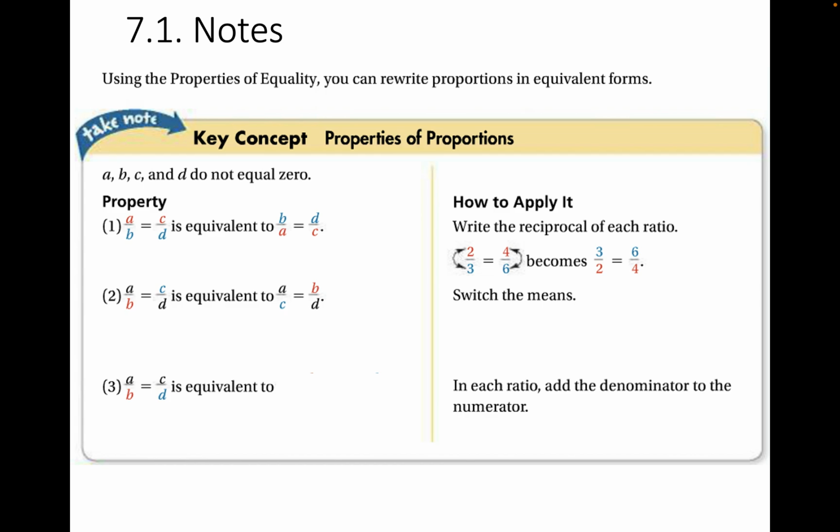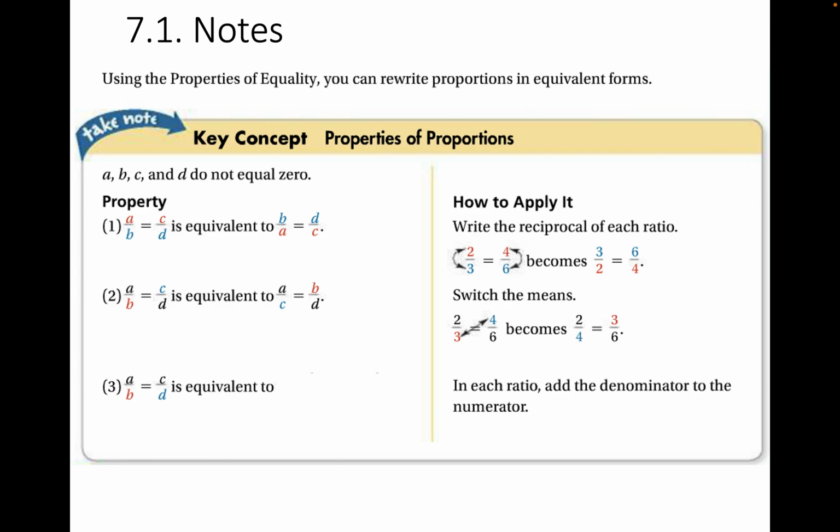Again, let's do an actual example problem here. Let's do the same one we did before. 2/3 equals 4/6, which is true. If I switch the 3 and the 4, I get 2/4 equals 3/6, which is true. Both of those would be equal to 1/2. So by switching the means, I have kept the ratios proportionate.